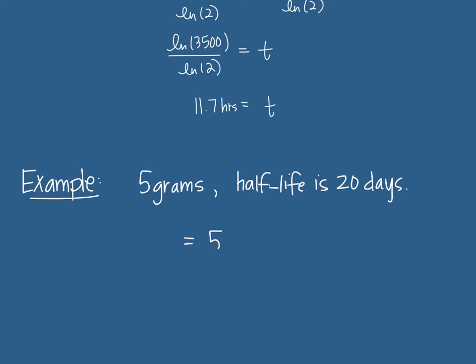Okay, well, 5 grams is what I start with. Half-life is 1 minus 50%. That means you go down by 50%. 20 days is the time, or the cycle, so t divided by 20. And then half is 2.5 because we went down by 2.5.